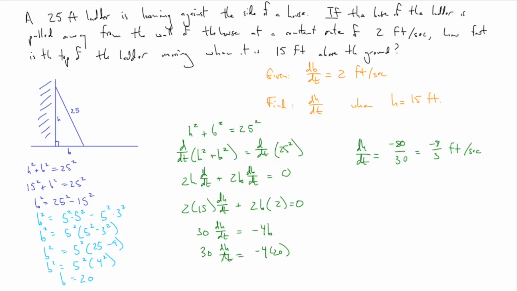And you say to yourself, self, I wonder what that negative is all about. You should feel good about that negative, because that's telling us that the change in height is negative, meaning the height is decreasing, which is just what you would expect. As the bottom of the ladder is pulled away from the wall, the top of the ladder is moving down the wall. So the negative 8/3 tells us that the ladder is going down the wall at 8/3 feet per second.